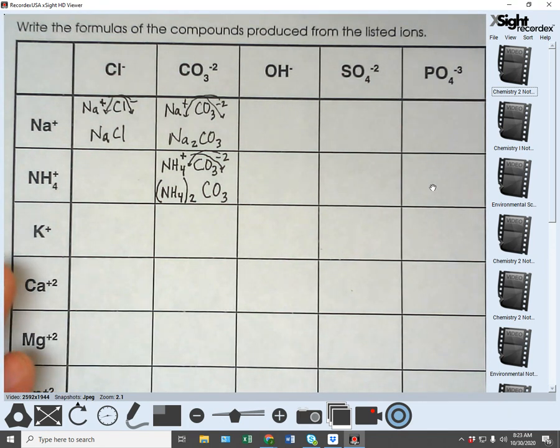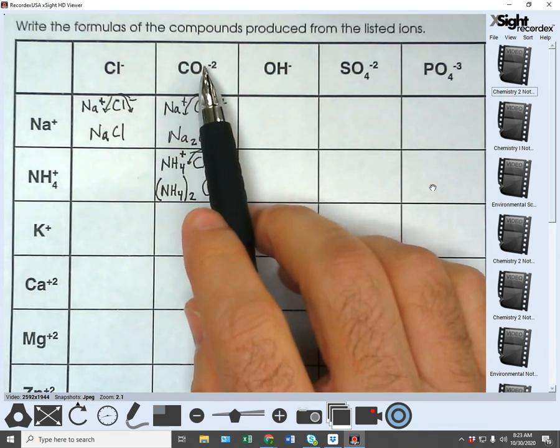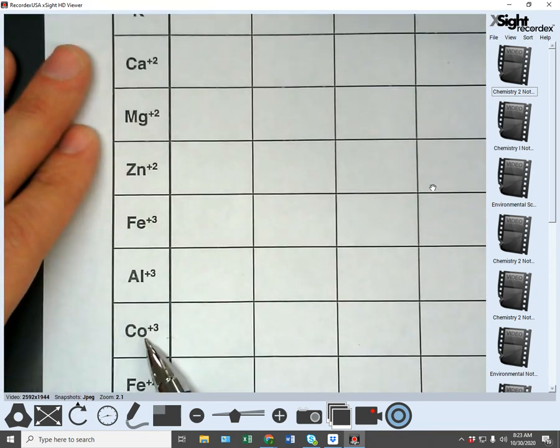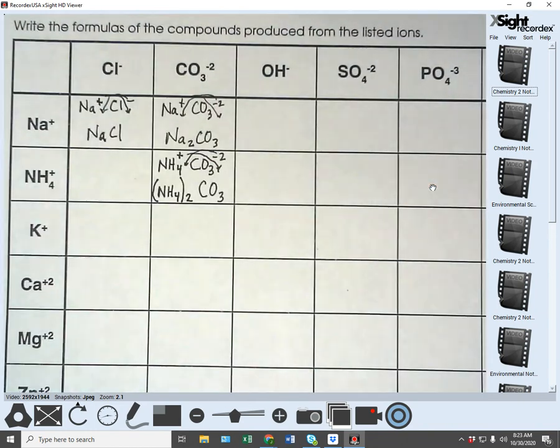Also a reminder, make sure that you are doing capital letters where they're supposed to be capitals and lowercase where they're supposed to be lowercase, so you don't get them confused. All right.